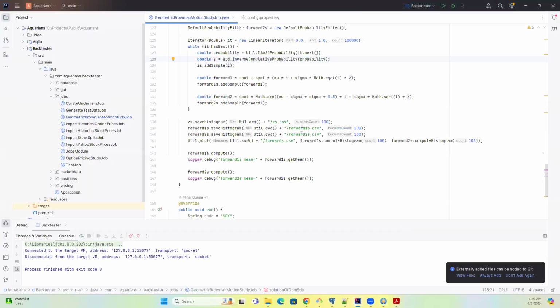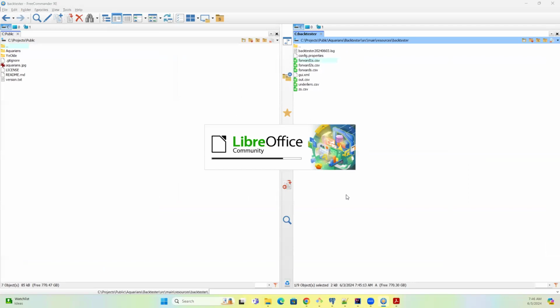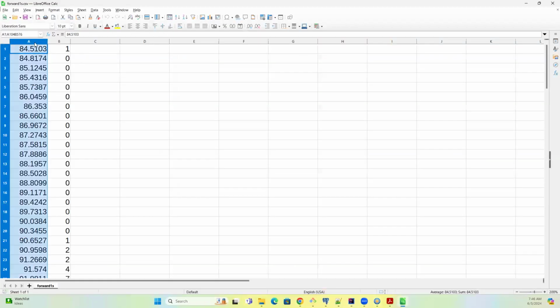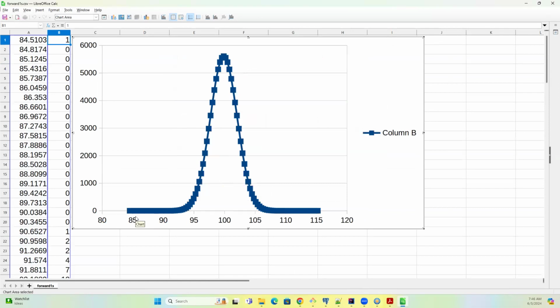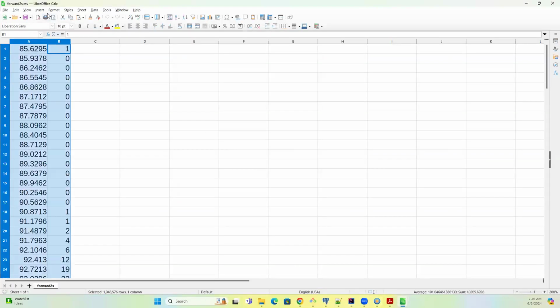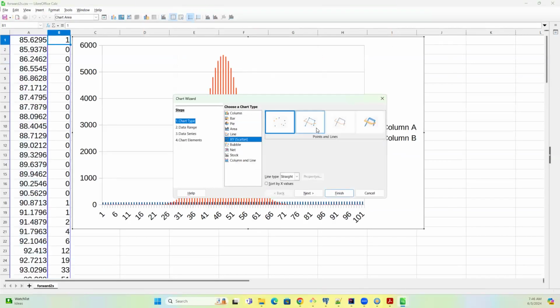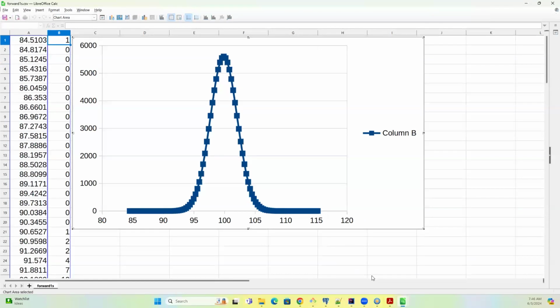And now we are going to look at the first forwards and the second forwards. First forwards are generated using the differential equation, like this, between, let's say, 85 and 115. And the second forwards, well, they seem pretty much the same thing. If I'm looking at these two, there doesn't seem to be much of a difference. Maybe slightly shifted, but not by much.